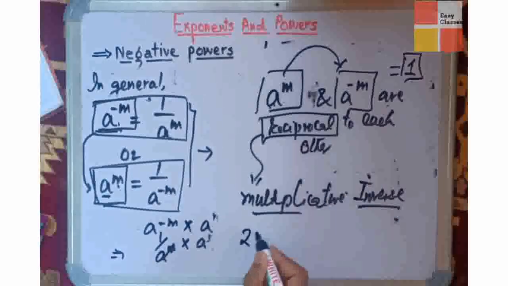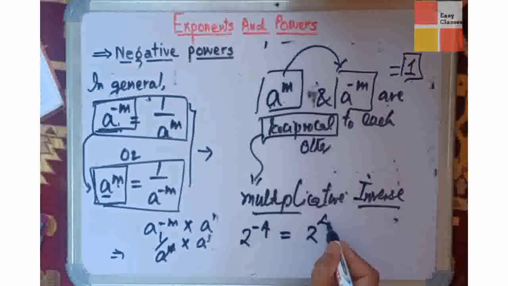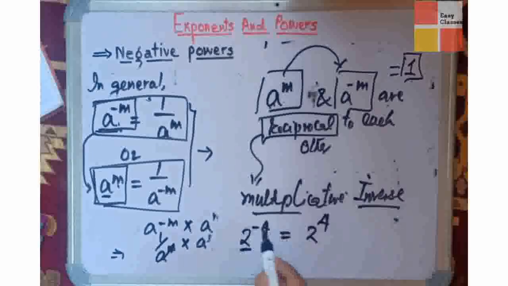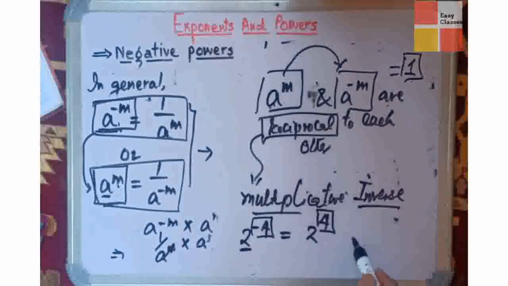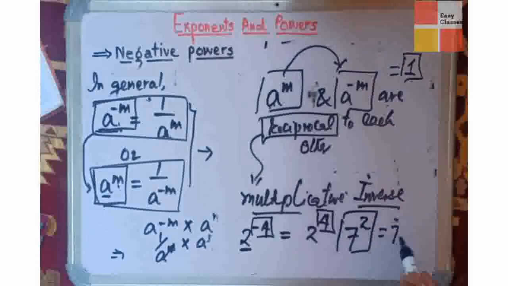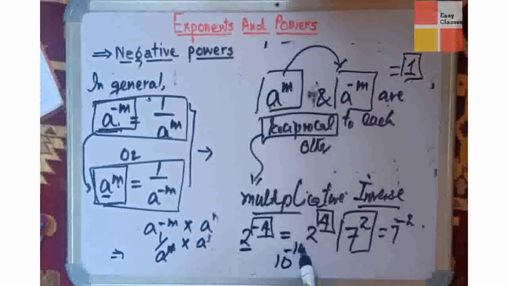Now can you tell me what is the reciprocal of 2 raised to power minus 4? Its reciprocal is 2 raised to power 4. So the same base, but here the power is a negative integer, and in the reciprocal it has a positive integer as the power. Similarly, what is the reciprocal of 7 raised to power 2? Its reciprocal is 7 raised to power minus 2. What's the reciprocal of 10 raised to power minus 100? Its reciprocal will be 10 raised to power 100. So that's all. This is all about exponents with negative powers.